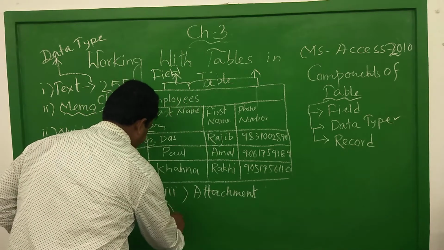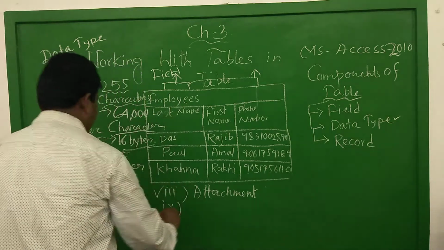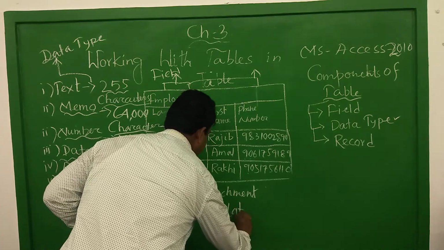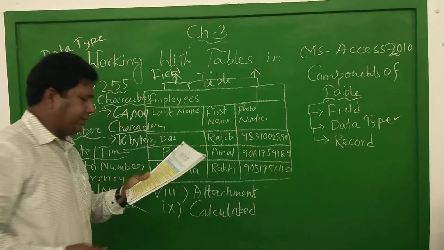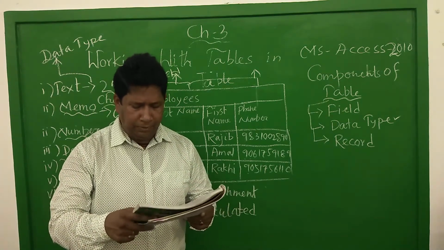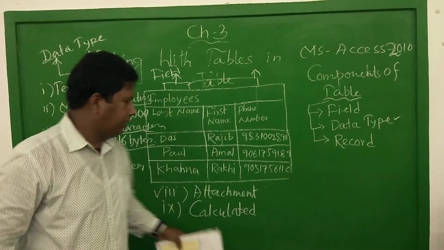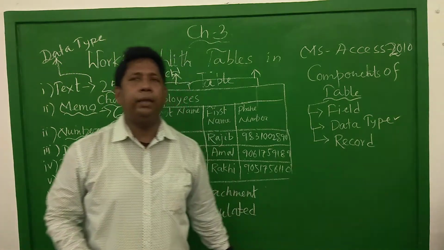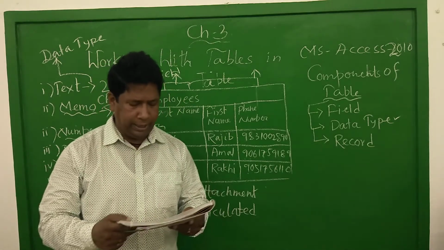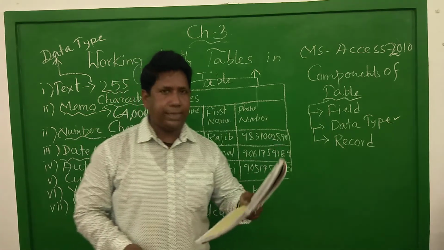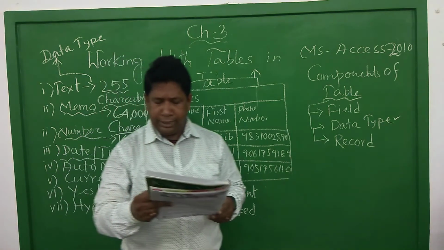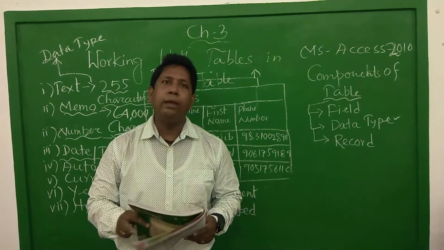Next is calculated. See, this is a new data type in Access 2010. A field with this data type stores the result of a calculation. This is totally new; you cannot find this field in 2007. Access 2010 comes with a new field option, which is known as calculated. This is a new data type in MS Access. A field with this data type stores results of a calculation.